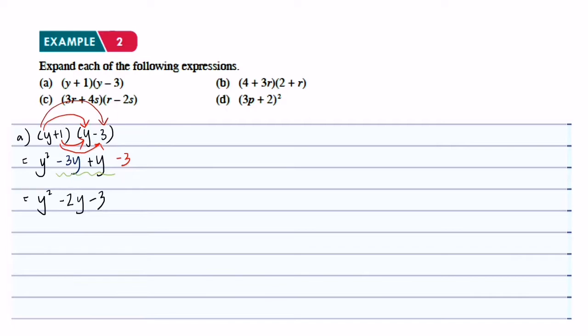Okay, we try to answer B. 4 plus 3r times 2 plus r. Okay. First, 4 must multiply 2 and 4 must multiply r. So 4 multiply 2 equals 8. 4 multiply r equals 4r.